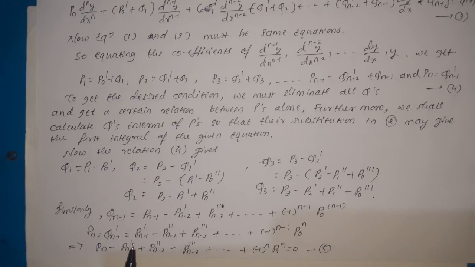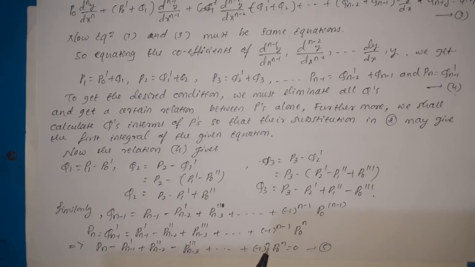Now shifting all these p terms to the LHS, this becomes pn minus pn minus 1 dash plus pn minus 2 double dash minus pn minus 3 triple dash, and so on, minus 1 whole power n. Here we got n because now we have n terms, then p naught n is equal to 0, because after shifting to the LHS this becomes minus, right? So already one minus is there, then this n minus 1 becomes n minus 1 plus 1, which equals n, and that is equal to 0.